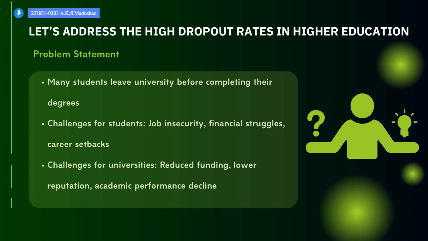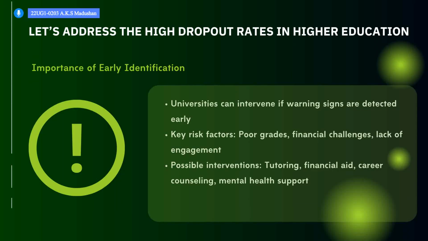So how can we help prevent this? The key is early identification. Universities can take preventive action if they recognize warning signs like poor grades, financial challenges, or lack of engagement. This could lead to interventions such as additional tutoring, financial support, career counseling, or mental health services, ultimately reducing dropout rates and ensuring more students graduate successfully.